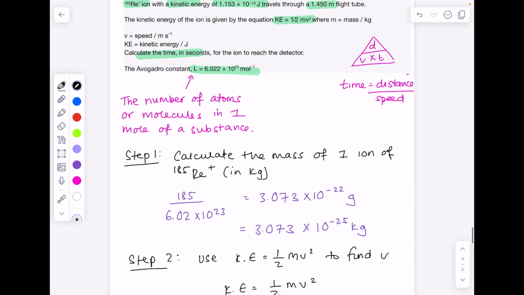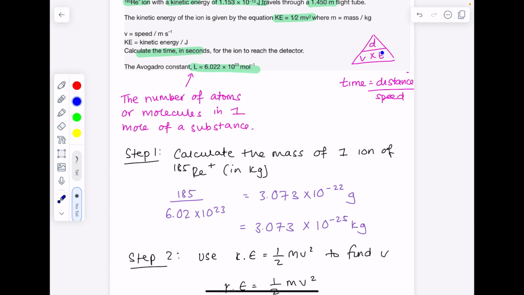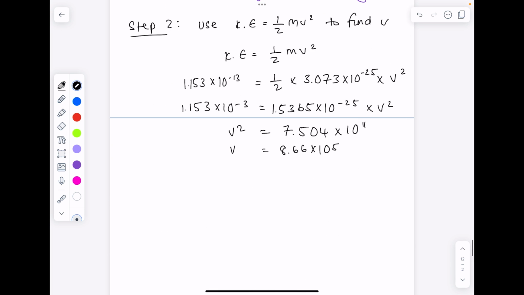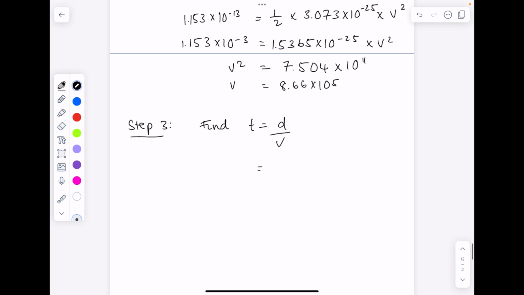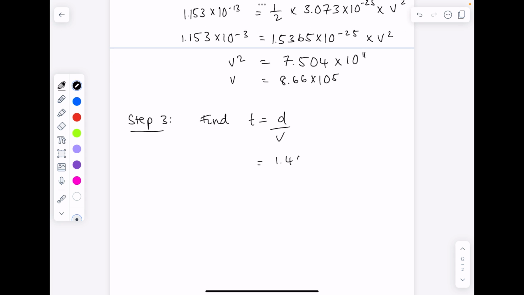So close now. Right, we are finding time, so we do distance divided by speed. So the distance was 1.45 meters. Speed we've just found. Our final answer therefore for the time is 1.67 times 10 to the minus 6 seconds.